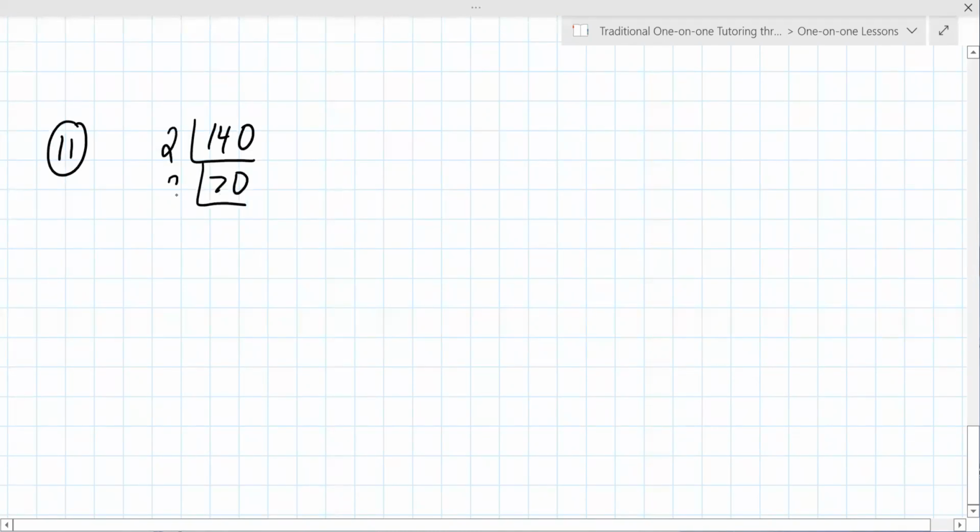That's 70. That's 35. The order does matter. You do 5 before 7 and then 7. So it's 2 squared times 5 times 7 to the power of 1.